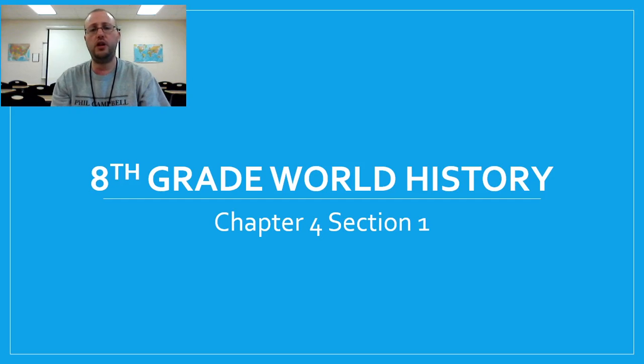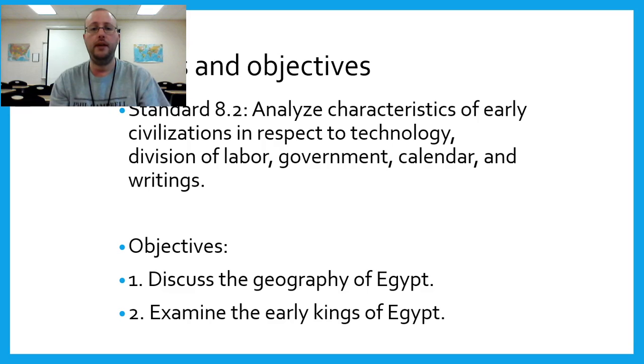Okay, so now we're going to start in chapter 4, which is talking about ancient Egypt. We're going to look at the standard, which is analyze characteristics of early civilizations in respect to technology, division of labor, government, calendar, and writings. We're going to discuss the geography of Egypt and examine the early kings of Egypt.